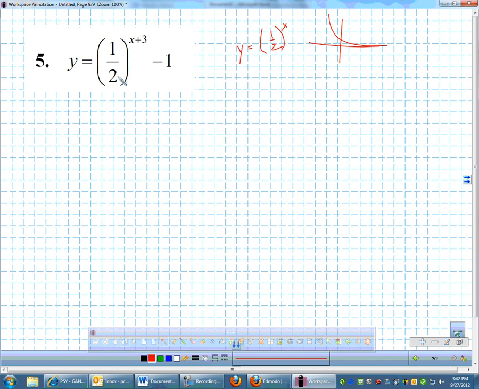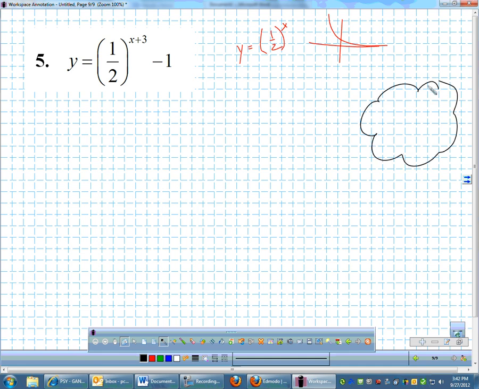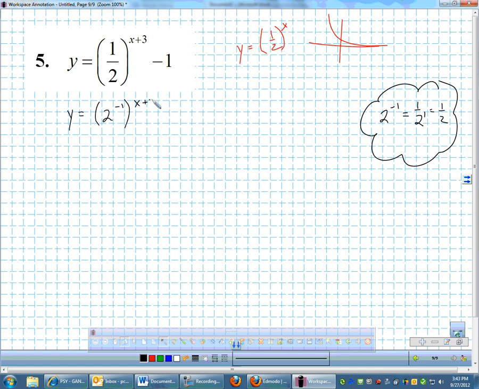In the long run, I don't like having a fractional base. So what I'm going to do is go back and remember this crazy rule that 2 to the negative 1 is the same as 1/2, right? Because 2 to a negative exponent is the same as 1 over 2 to the positive 1, which is 1 half. I'm going to change my equation. Instead of saying 1 half to the x minus 3, I'm going to change it to 2 to the negative 1 to the x plus 3, all minus 1.